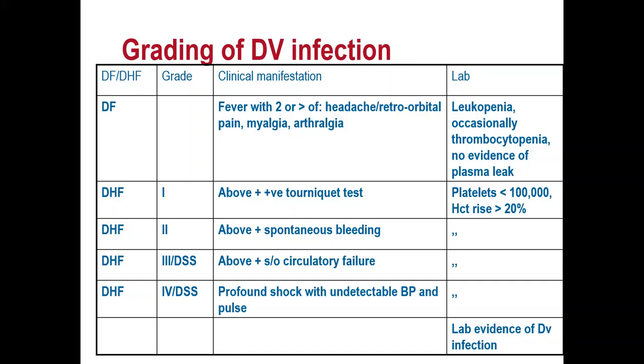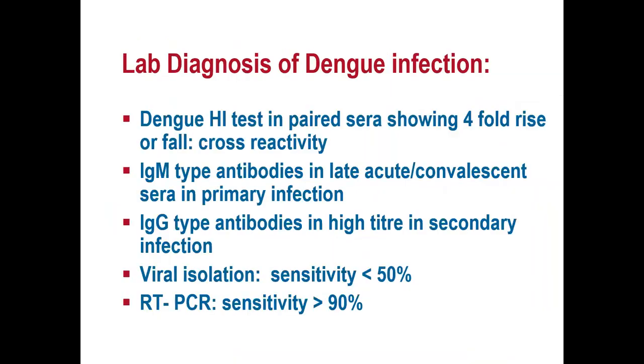Grade 3, along with 1 and 2, plus circulatory failure, that is with a weak pulse, narrow pulse pressure, and again the hematocrit rise of more than 20% or drop of more than 20%. Grade 4 is profound shock with undetectable BP and pulse, again with the presentation of narrow pulse pressure and weak pulses. The lab evidence is the same for all of these grades.